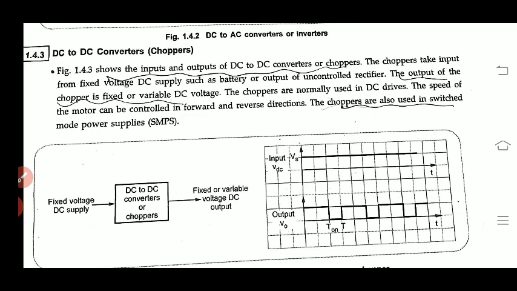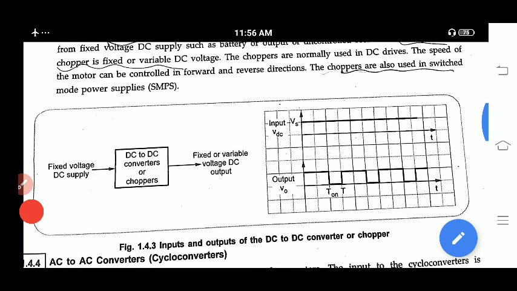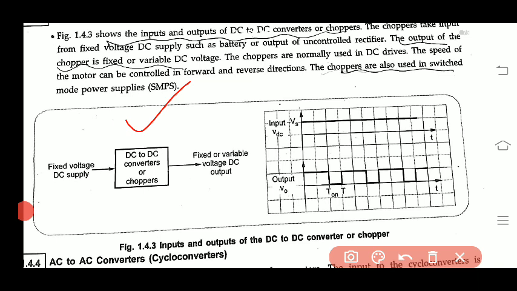So for this one, they will use this chopper, DC to DC converter. Here fixed DC voltage you have. Fixed or variable DC voltage you will get here. Input voltage Vs will be VDC. Output voltage will be fluctuating like that. This shows the input and output of a DC to DC converter. It is also called a chopper.